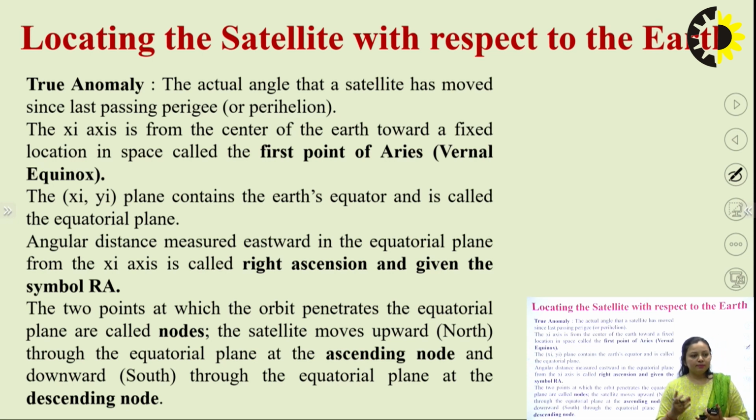Now, in this particular diagram, we have mentioned the x-axis. It is from the center of Earth towards a fixed location in space called the first point of Aries, or you can call it the vernal equinox, which lies on 21st March.